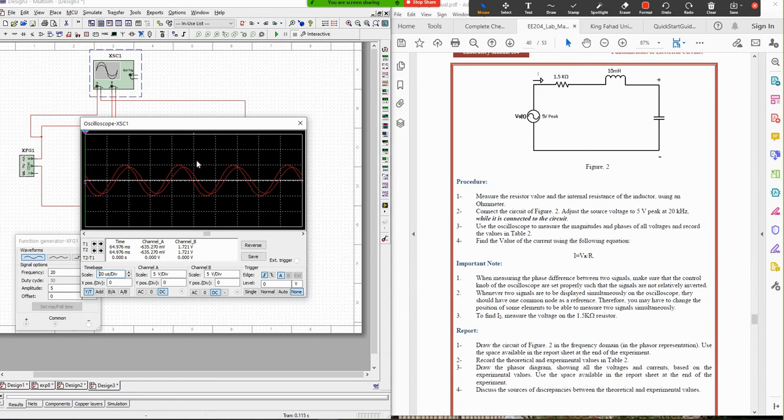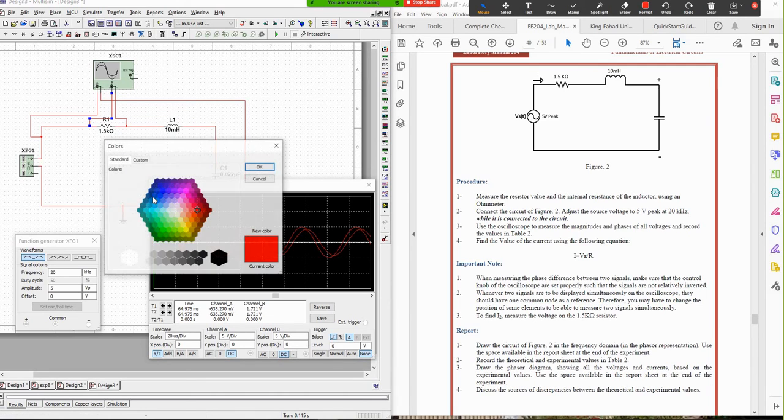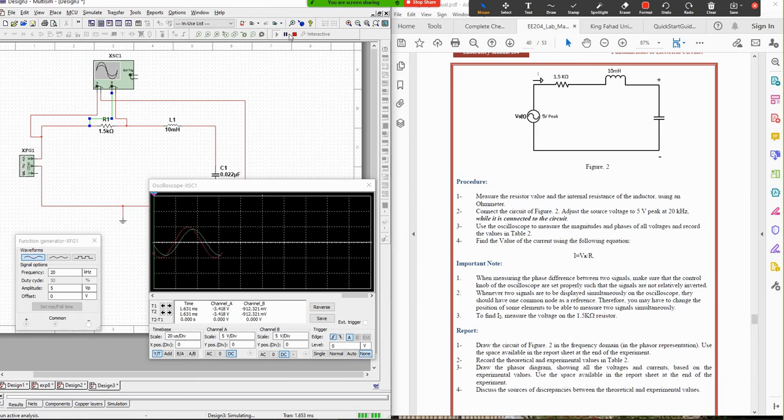We can change the color of the waveform by clicking on the positive terminal of channel B, then we right click, go to the segment color, and change it to green, or the required color, but it has to be different from the other one, so that you can clearly differentiate them. Then we run again. As you can see now, our signals are different.